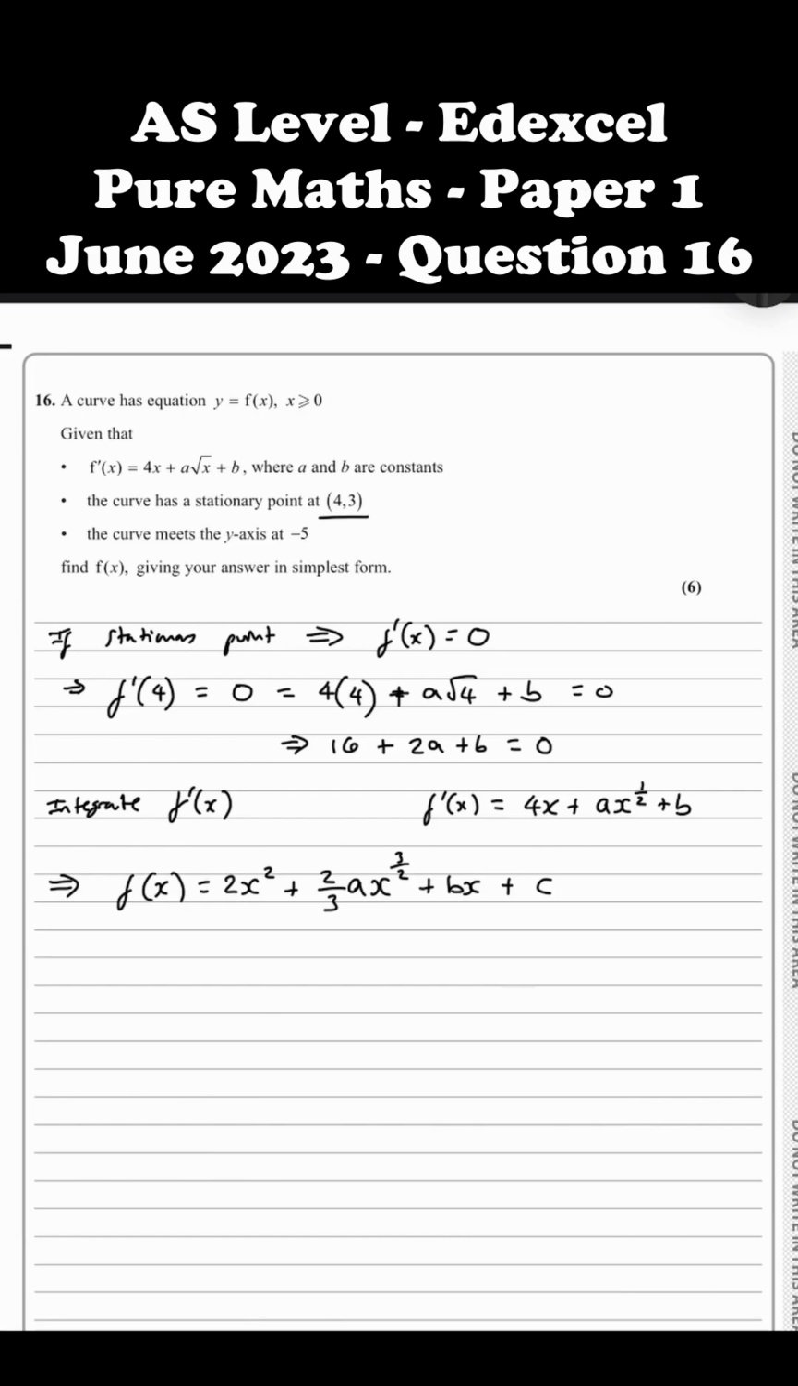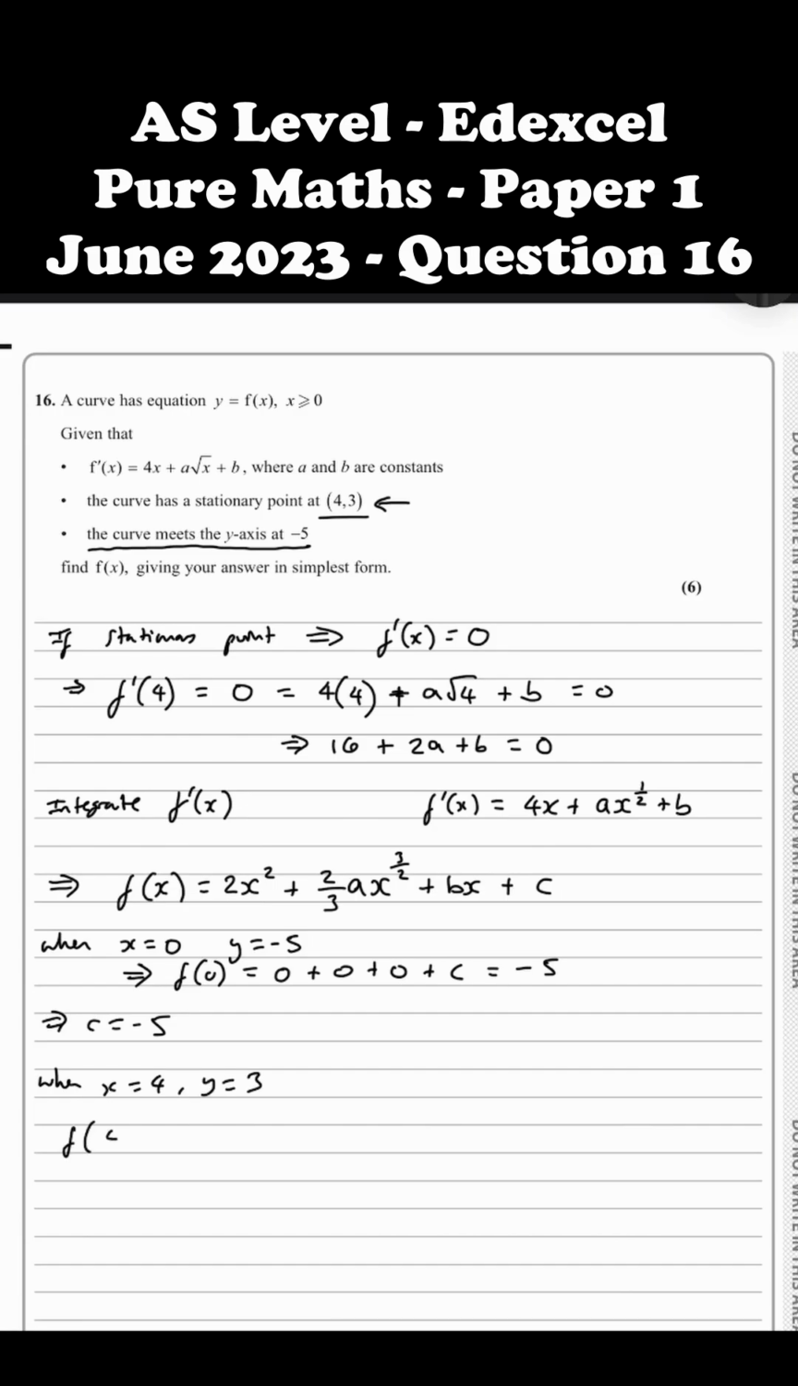We know that the curve meets the y-axis at minus 5. So I can say when x equals 0, which will be when the curve meets the y-axis, y equals minus 5. Therefore, f of 0 equals 0 plus 0 plus 0 plus c, and that's going to equal minus 5. Therefore, c equals minus 5. So next step, we know that when x equals 4, y equals 3.